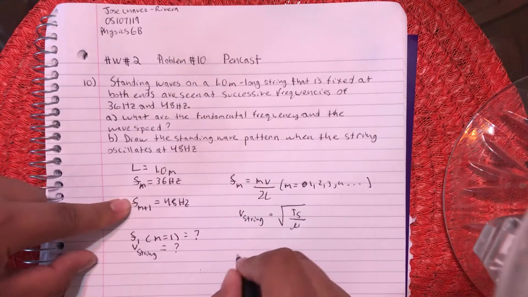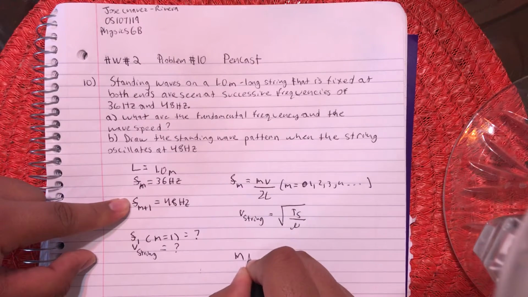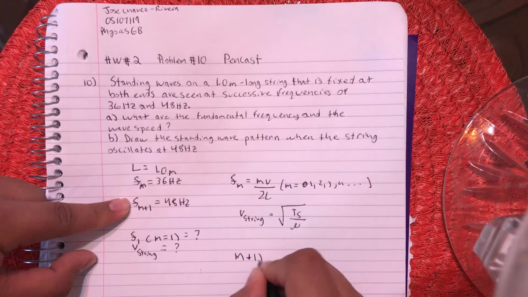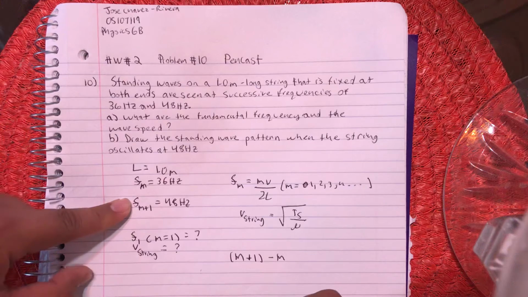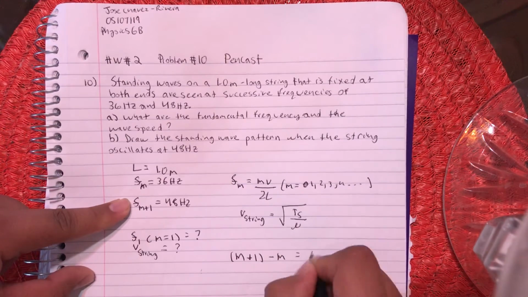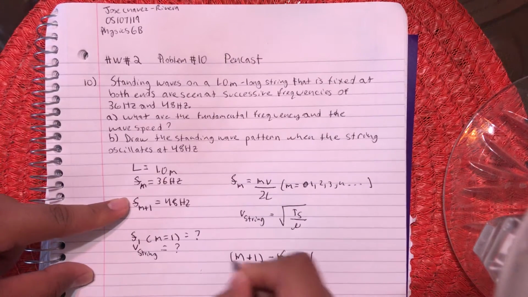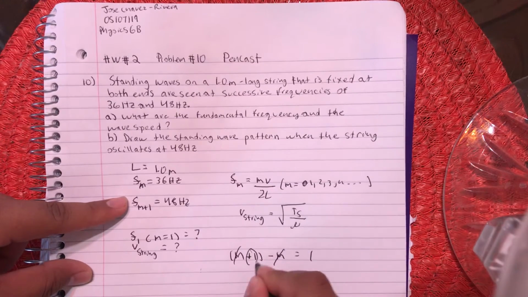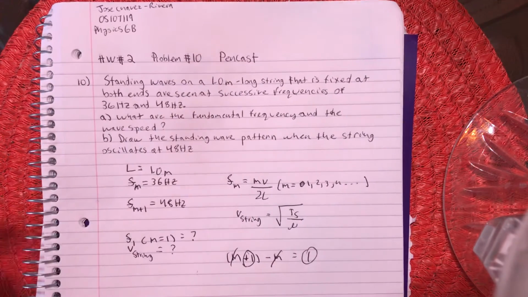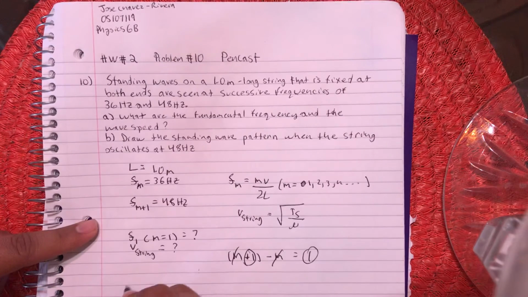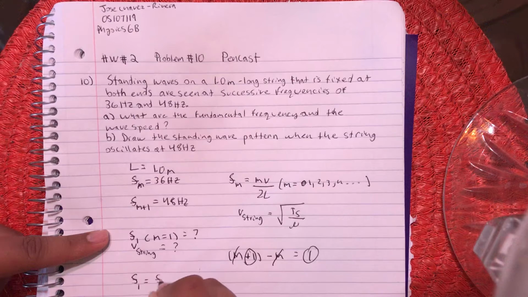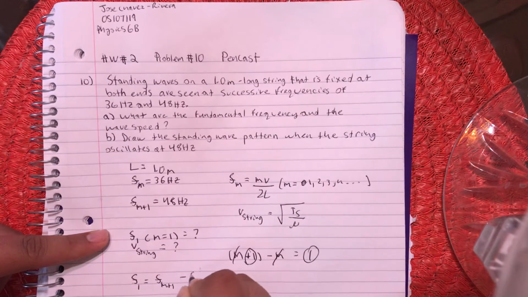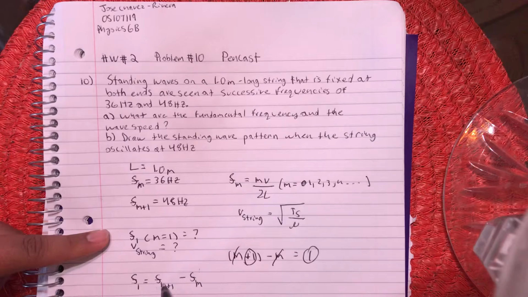Because if you actually do this math right here, m plus 1 minus m is going to be equal to 1. So you can see here, you get this right here. So that's how that math happens. If you want to do this in terms of the frequency, f of 1 is equal to f of m plus 1 minus f of m. I literally just use the subscripts over here to show.